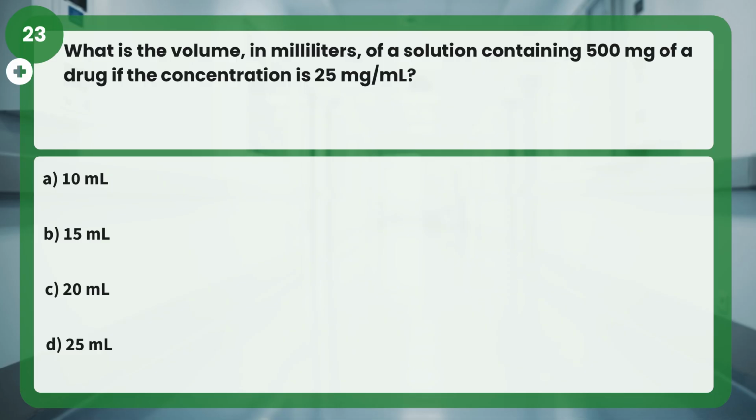Question 23. What is the volume, in milliliters, of a solution containing 500 milligrams of a drug if the concentration is 25 milligrams per milliliter? A. 10 milliliters. B. 15 milliliters. C. 20 milliliters. D. 25 milliliters.